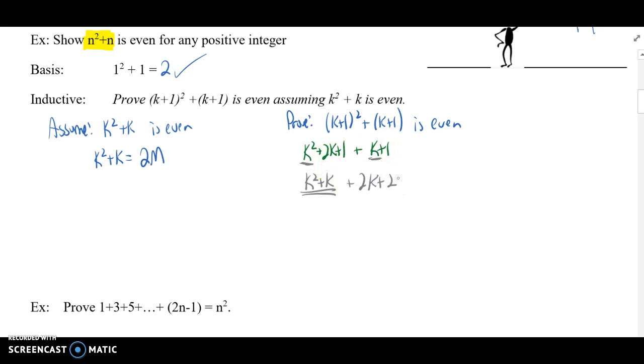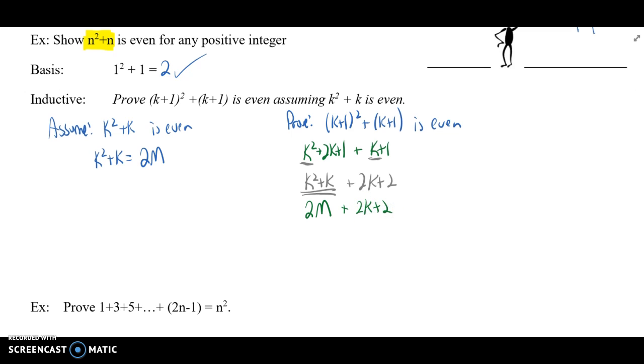Again, we're just rearranging these things, and we're rearranging them for a good reason, because I know from the earlier assumption that k squared plus k is an even value. It's equal to this 2m. So we're going to put 2m in there. We know this is something that's even, plus, and then we still have this 2k plus 2.